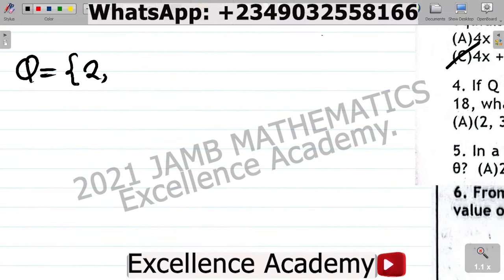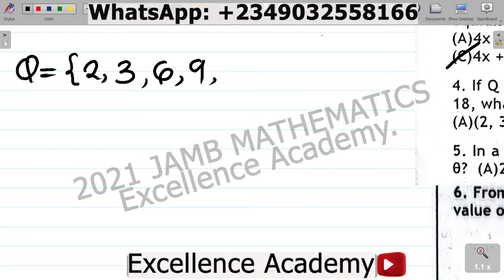18 over 2 gives you 9. The second one there is 3. 18 over 3 gives you 6. Then no, 4 is not there. 5 is not there. 6: 18 over 6 gives you 3. Then there's no 7, there is no 8, there is 9, right? 18 over 9 gives you 2.